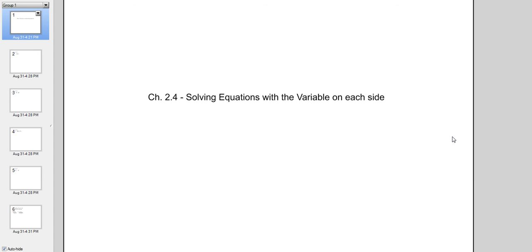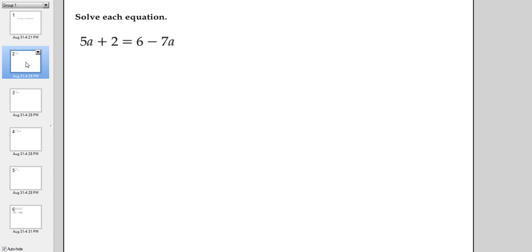Today we're solving equations with variables on each side. The first thing we want to do when we're solving an equation with variables on each side is to move all of our variables to one side before we really start to do anything with the problem. Another thing we'd like to do is, if there are parentheses, look to see if doing the distributive property would be the best thing to do.